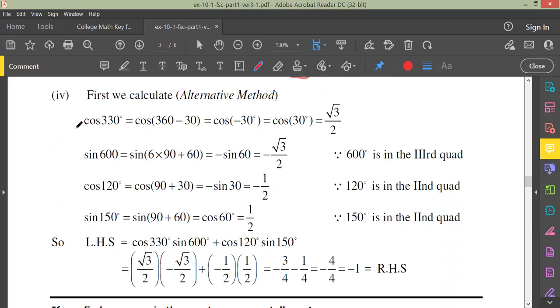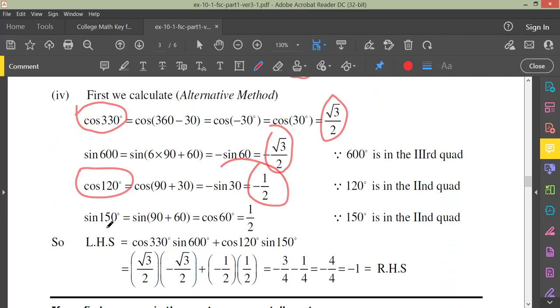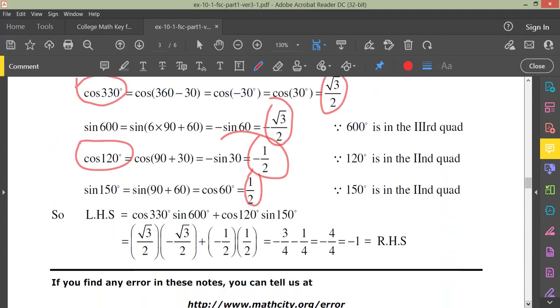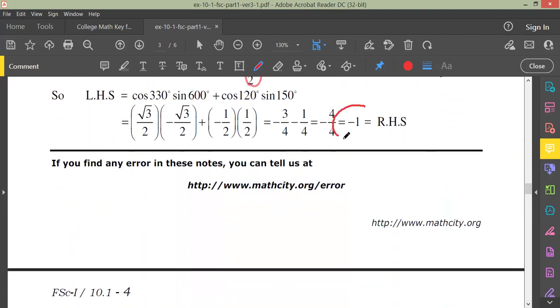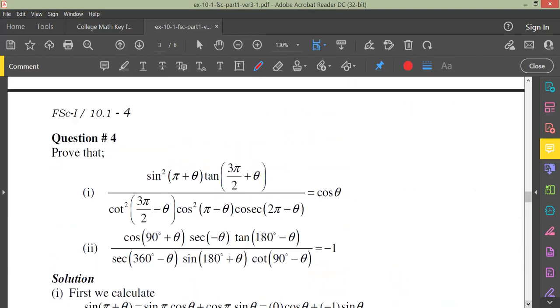Similarly, if we want to do question number 3, fourth part, cos 330 is equal to square root 3 by 2, and similarly, if we break sine of 600, it will be equal to minus square root 3 by 2, cos 120 will be equal to minus 1 by 2, and sine of 150 is equal to 1 by 2. Putting in the values, the final answer will be equal to 1. So this is the right hand side of our given question.